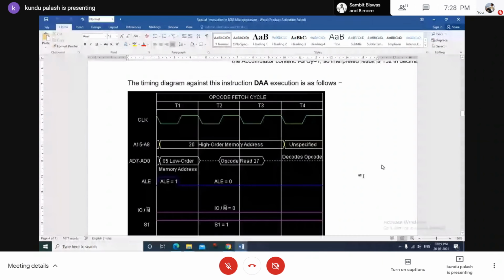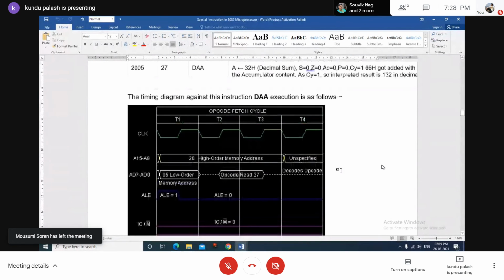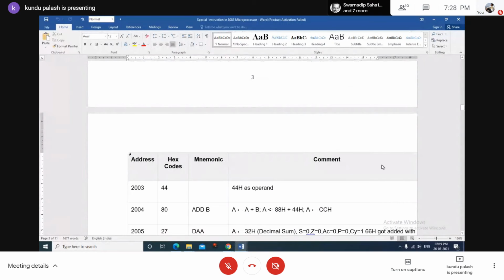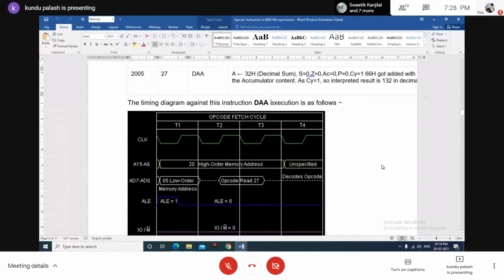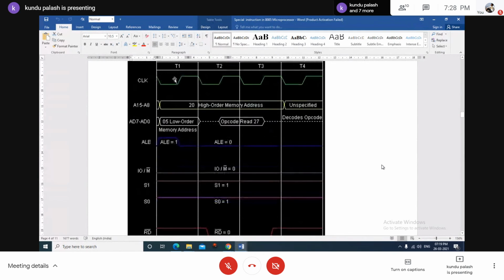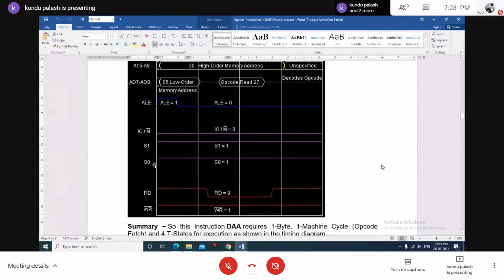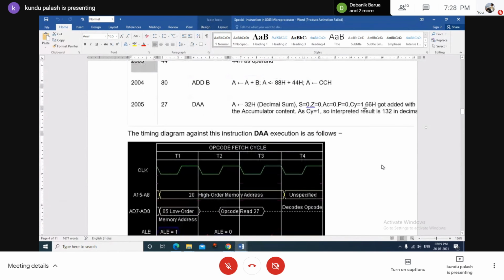So you must understand the timing diagram of the different types of instructions, like DAA, decimal adjust after addition. What will happen in the opcode fetch cycle, because it is a single byte opcode? So what will happen in the different T states? These are illustrated with different waveforms, illustrated with different lines. So that is called the timing diagram. What is the timing diagram of XTHL?